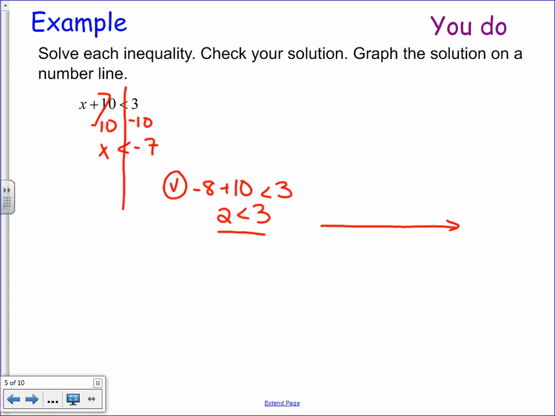And on my number line, I've got -7, -8, -9, -6, -5. This is going to be an open circle on -7, pointing to the left.